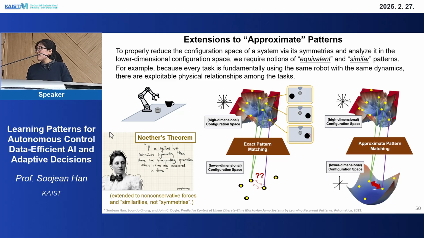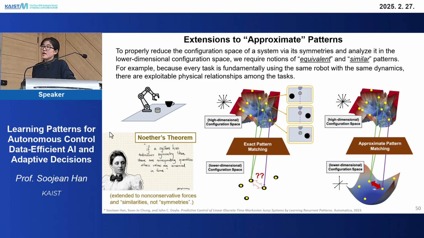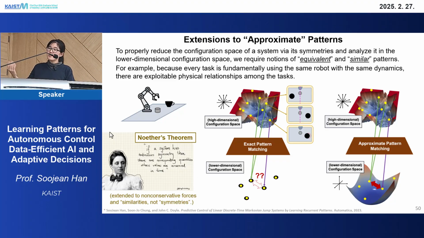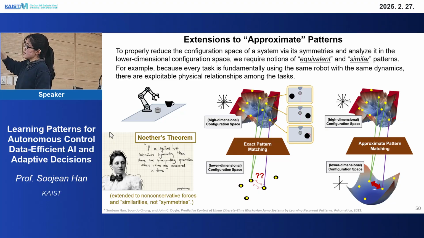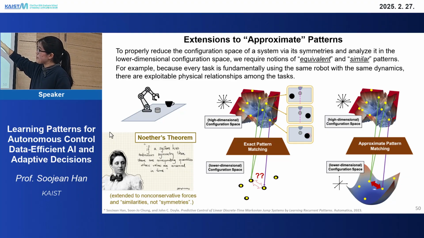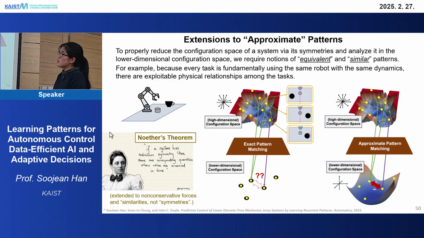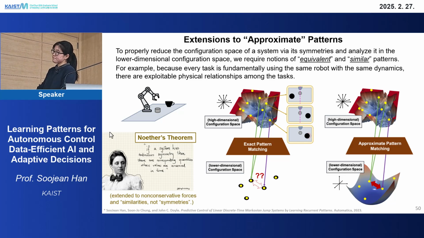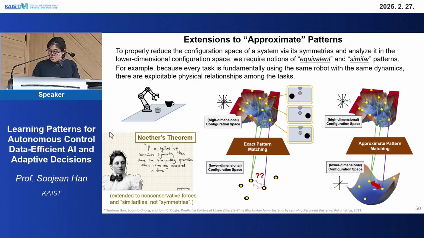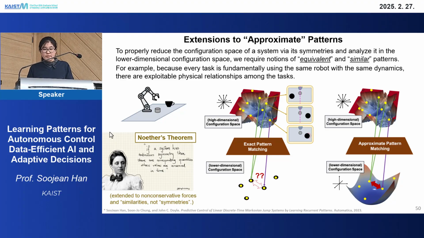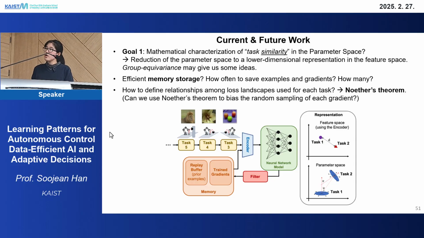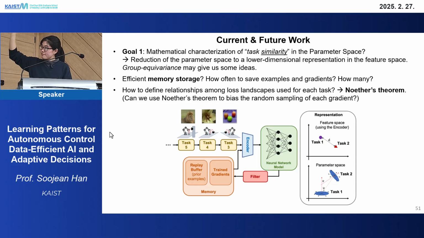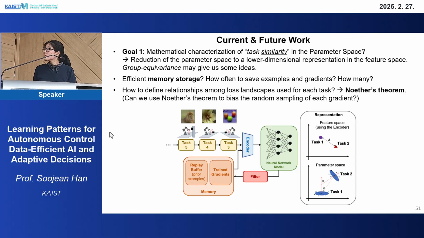And one example of this is that because every task is fundamentally using the exact same robot with the same dynamics, there are exploitable physical relationships that are present among the tasks. So for example, over here, if the cup's position is slightly off compared to the exact reflection, then that really shouldn't matter in the long term. Okay, so this is still a point of preliminary work, so I don't have too much to say about that. I'll just conclude this section with the overall current and future work that I've been showing as slides.